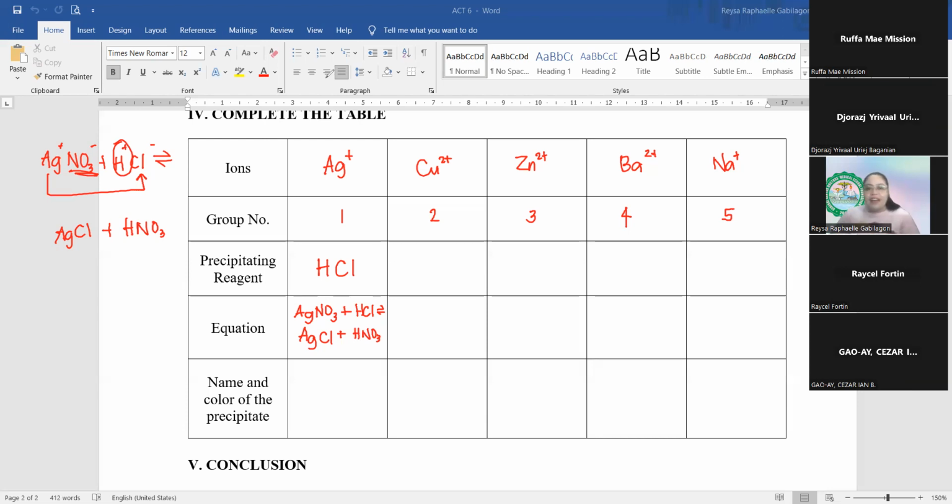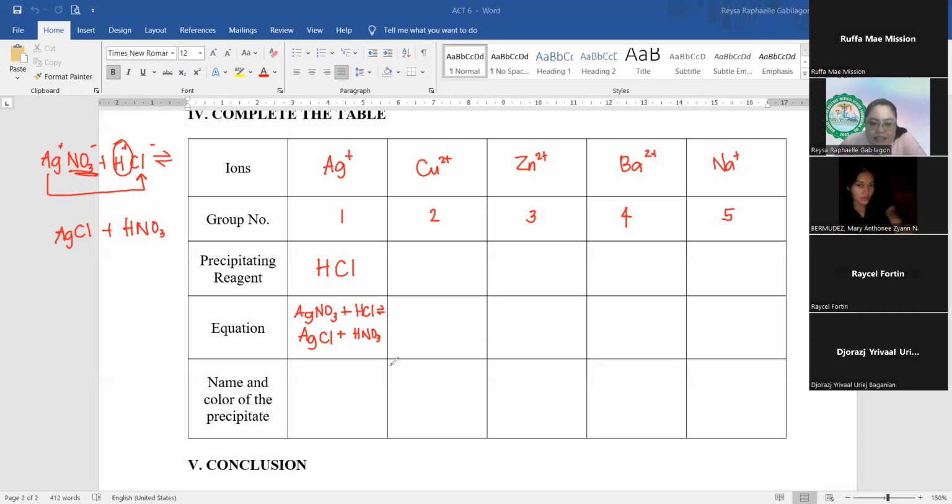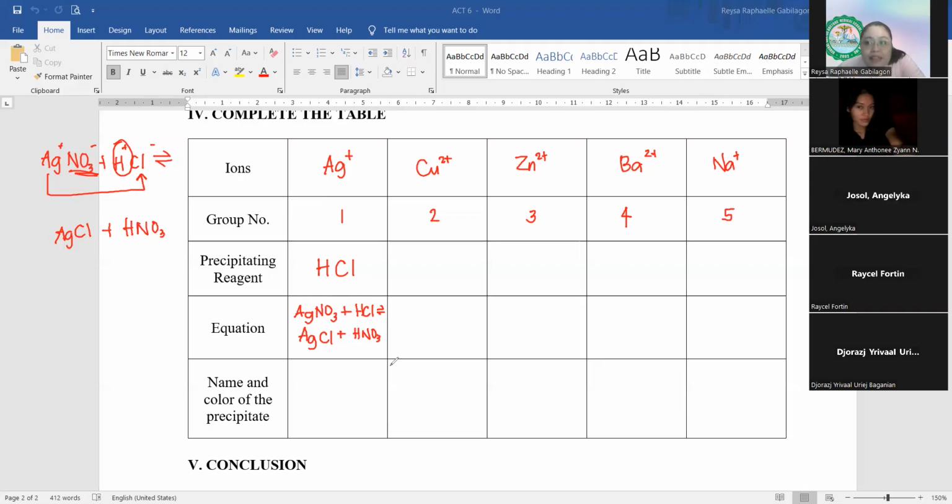Balance na po. Okay. So this is already balanced. Therefore, we don't need to balance this equation anymore. Now, next, moving on, name and color of the precipitate. So, yung precipitate product, ito ha. So, makikita natin ito sa product na side of the equation. So, dalawa lang yung products natin, silver chloride and nitric acid.